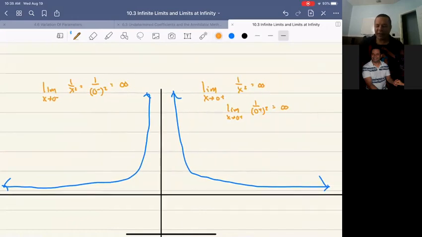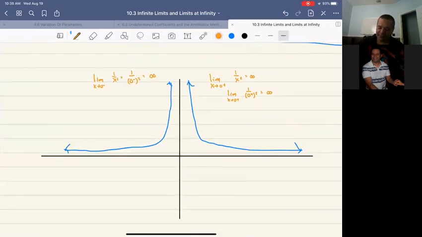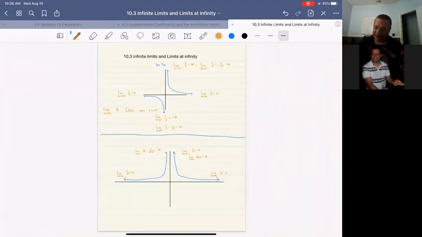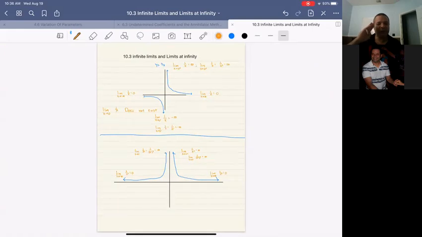On the ends, the same thing happens. The limit as x goes to negative infinity of 1 over x squared is 0. The limit as x goes to infinity of 1 over x squared is 0. So with those two examples in mind, I want you to keep those examples in mind whenever we get lost. We'll see you in the next page.